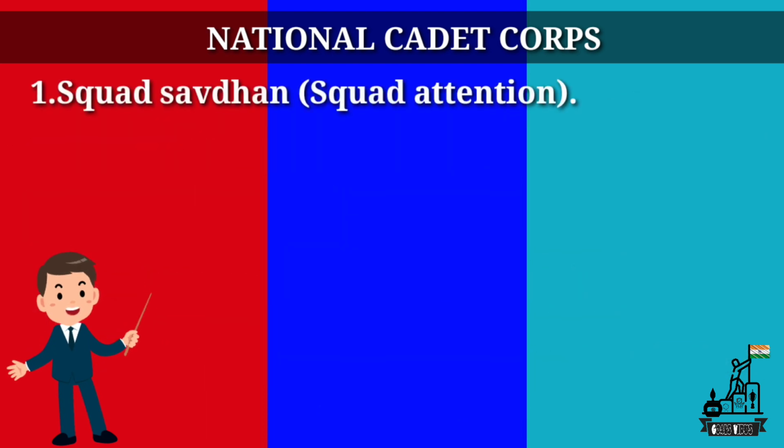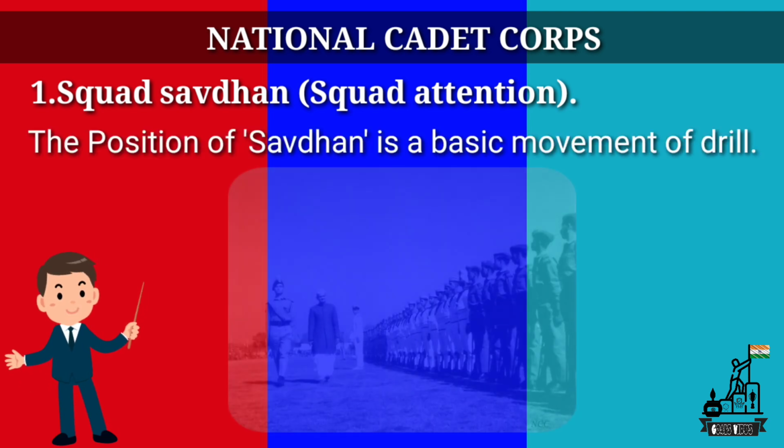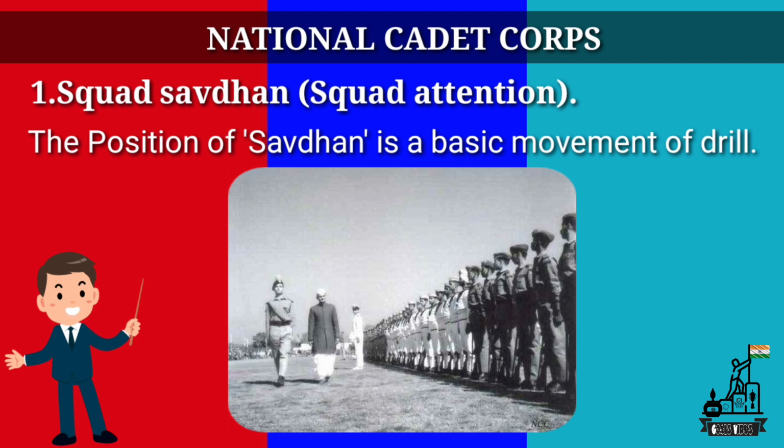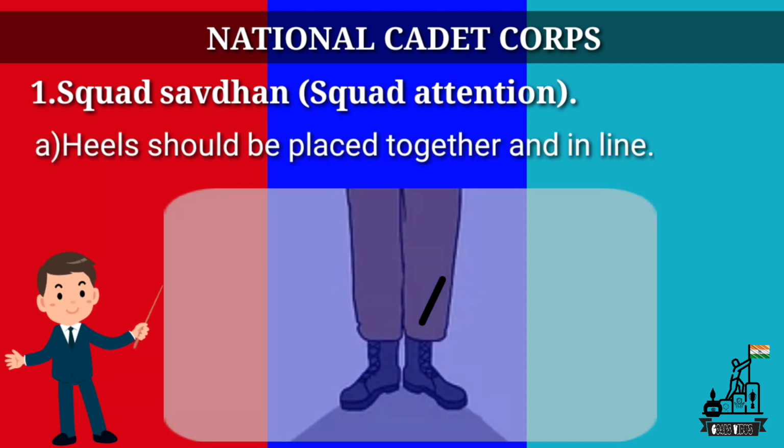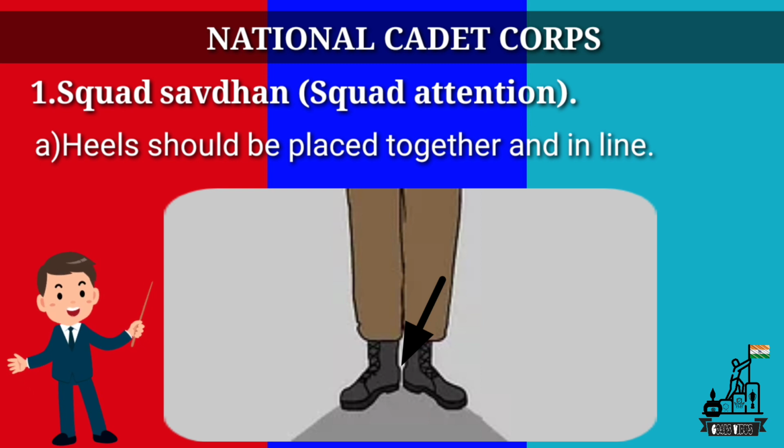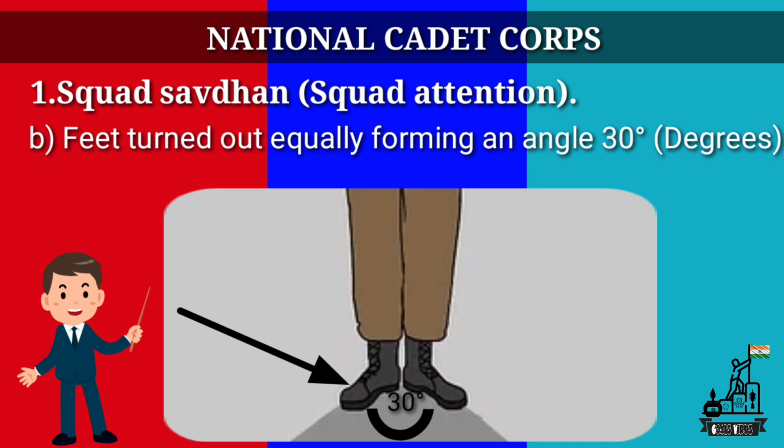Firstly, we have Squad Savdhan. The position of Savdhan is a basic movement of drill. Under this, we have certain points like heels should be placed together and in line, feet turned out equally and forming an angle of 30 degrees.